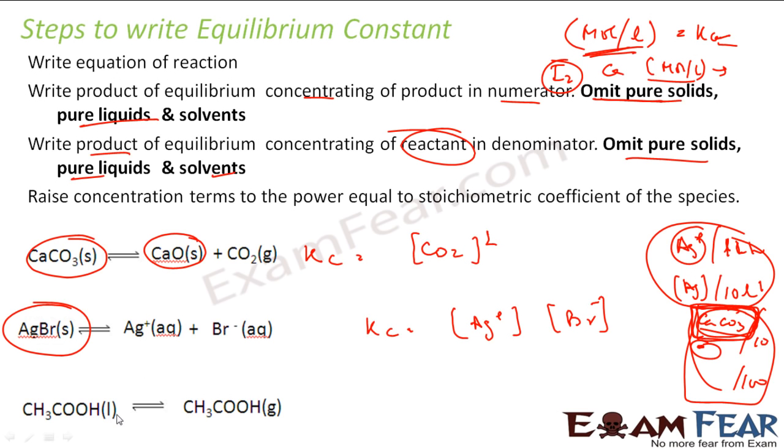So let's talk about this CH3COH from liquid to gas. Also a pure liquid, we can ignore this. So Kc becomes CH3COH gas. Correct. So how do you do that? You first write the concentration of the product, divide by the concentration of the reactant, and each of these to the power of the stoichiometric coefficient. I think we'll take some examples and understand how to write this. It's a very easy thing.